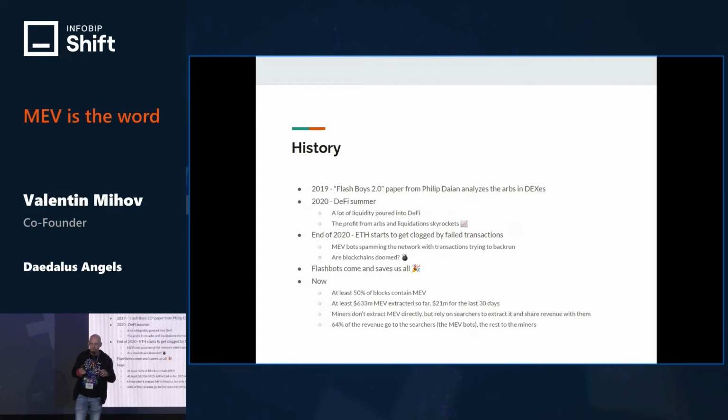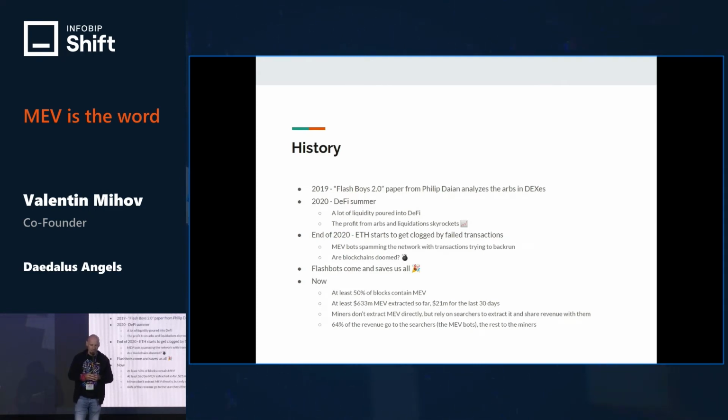Now, in 2020, the DeFi summer happened, and there was a lot of liquidity that was put into the system. So what this carries is that the more liquidity you have on a blockchain, the bigger the arbitrages you're going to have. So there is more and more money on the table that could be extracted out of it.